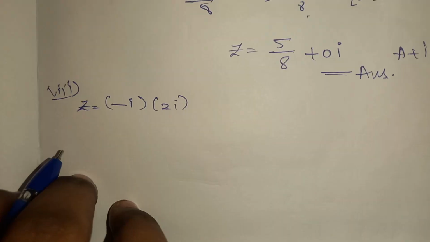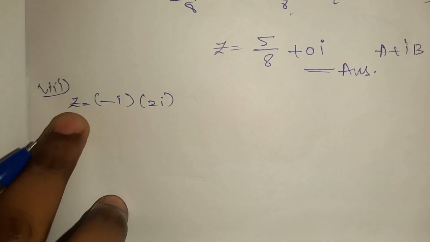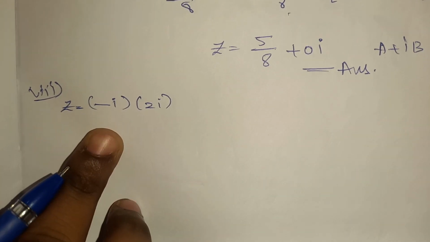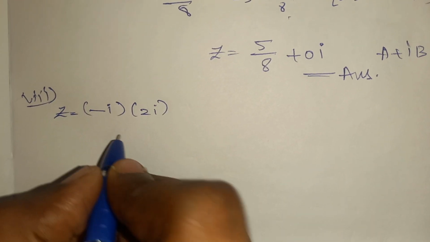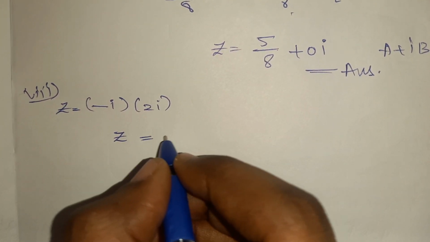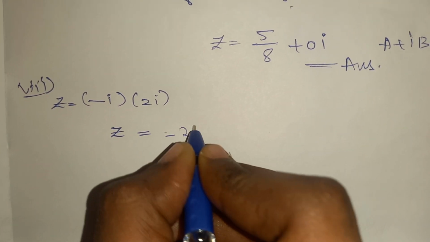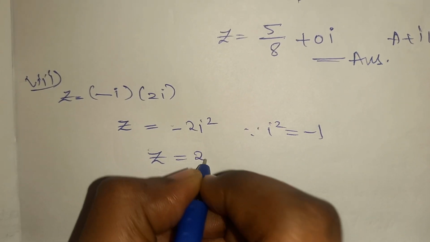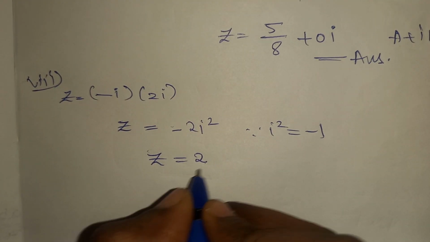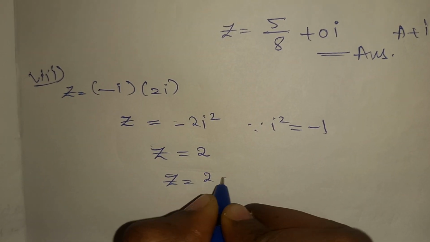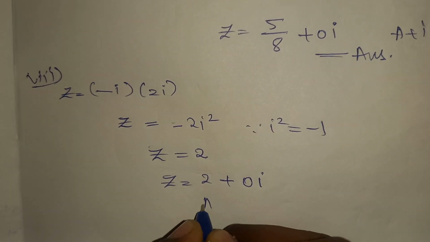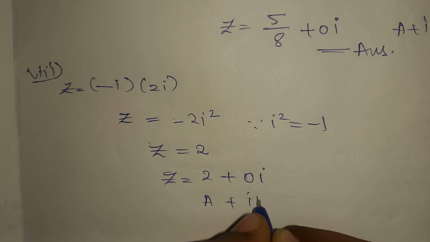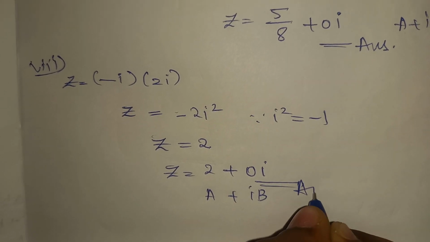Okay. Seventh problem, given z is equals to minus i into 2i. So here also I'll just multiply it simply. We'll get it as minus 2i square. Since i square is equals to minus 1, z is equals to 2. This also we will write as z is equals to 2 plus 0i in the form of a plus ib. So this is the answer.